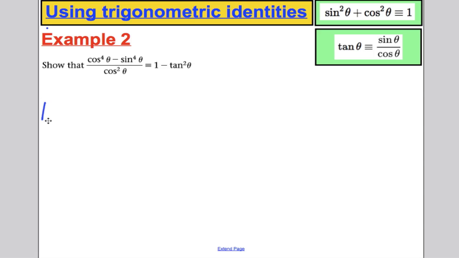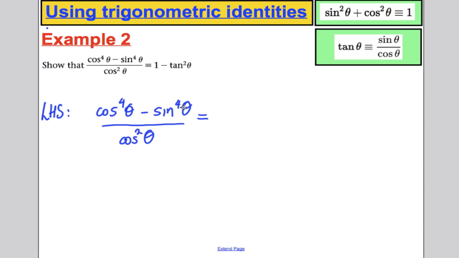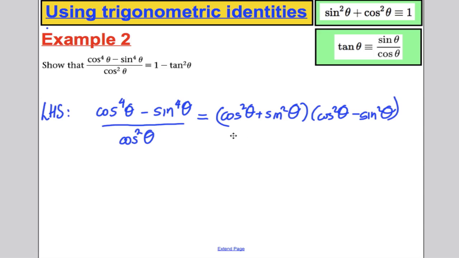So I'm going to start with the left hand side, and I'm going to write it out. Cos 4 theta minus sine 4 theta over cos squared theta. I'm going to play around with the algebra with this and try and show it's equal to the right hand side. That's a difference of two squares. It's cos squared theta plus sine squared theta, times cos squared theta minus sine squared theta, all over cos squared theta.